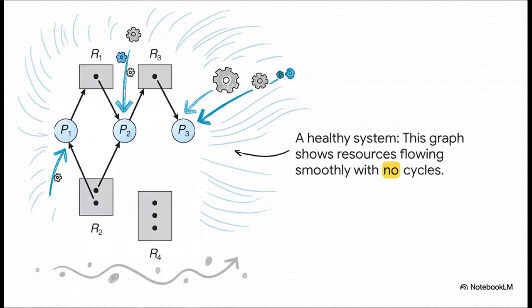An arrow going from a resource to a process means the process is holding it. An arrow from a process to a resource means it's waiting for it. See? Everything's flowing along nicely. There are no closed loops. This system is working perfectly.